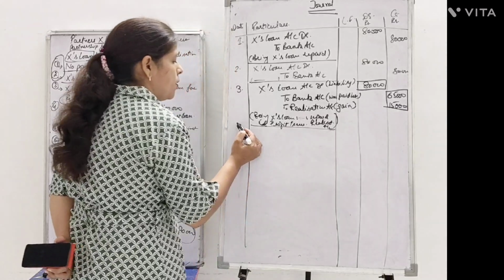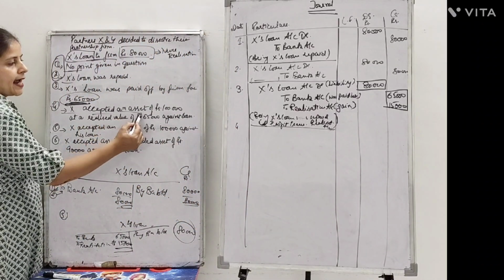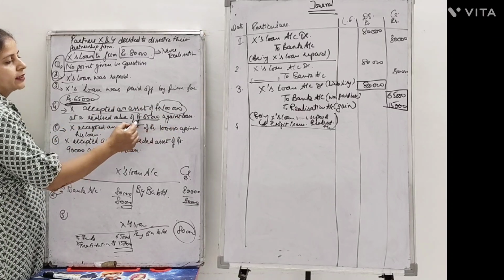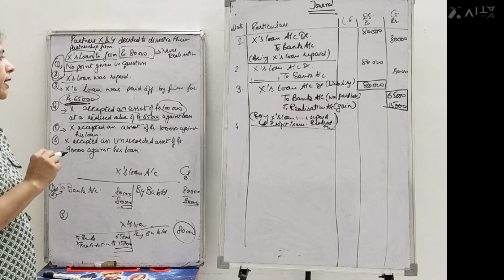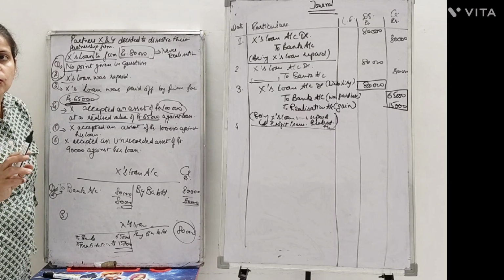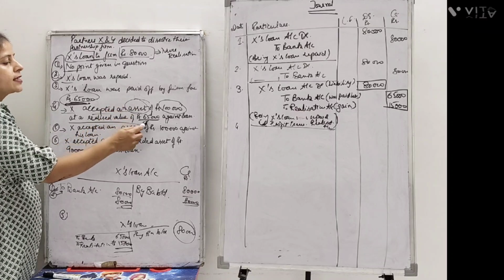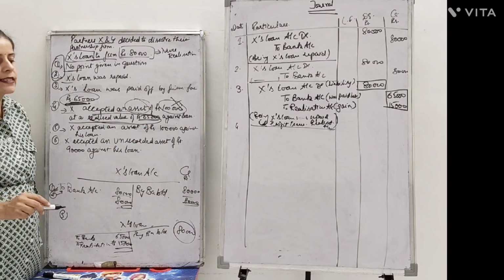Now point number 4: if in this case X accepted an asset of rupees 1 lakh at a realized value of 65,000 against the loan. Right, now here I have already told you that whenever an asset is taken over, we would see its realized value; its book value will not be seen.